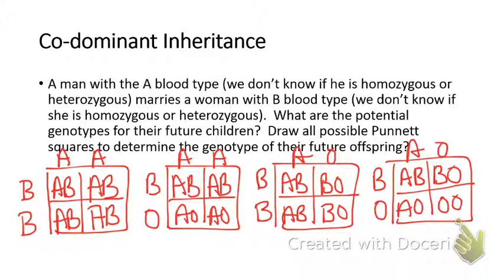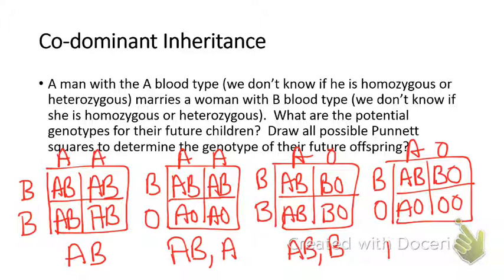When we fill in the Punnett squares, we can see all of the options for what their potential children could have as a blood type. So in case 1, they would all be AB. In case 2, they would be AB or O. In case 3, they would be AB or B. And the last case, they would be AB, B, A, or O. They could be anything.